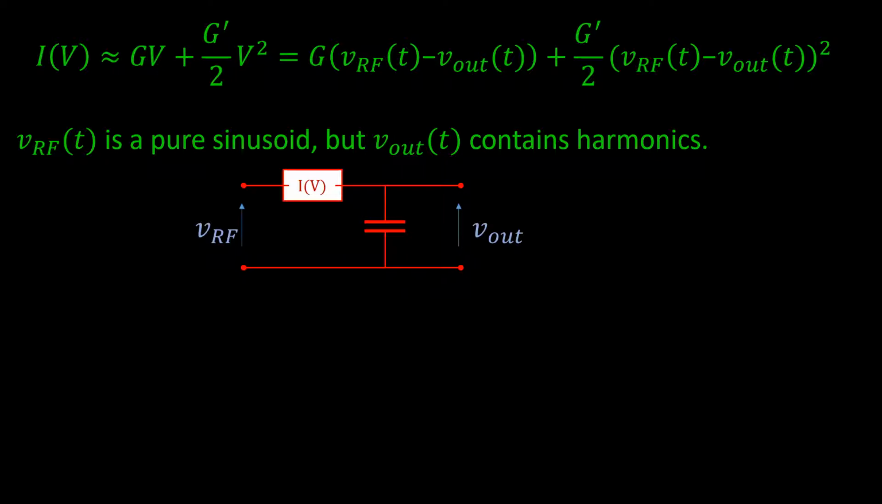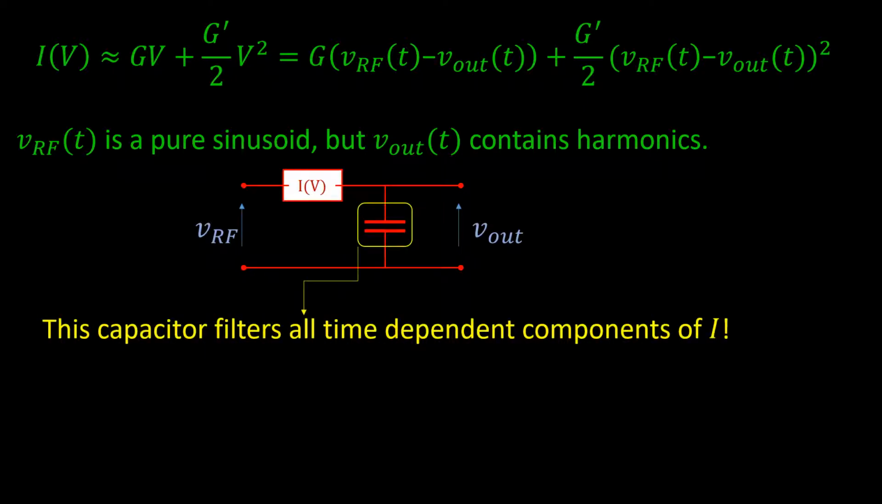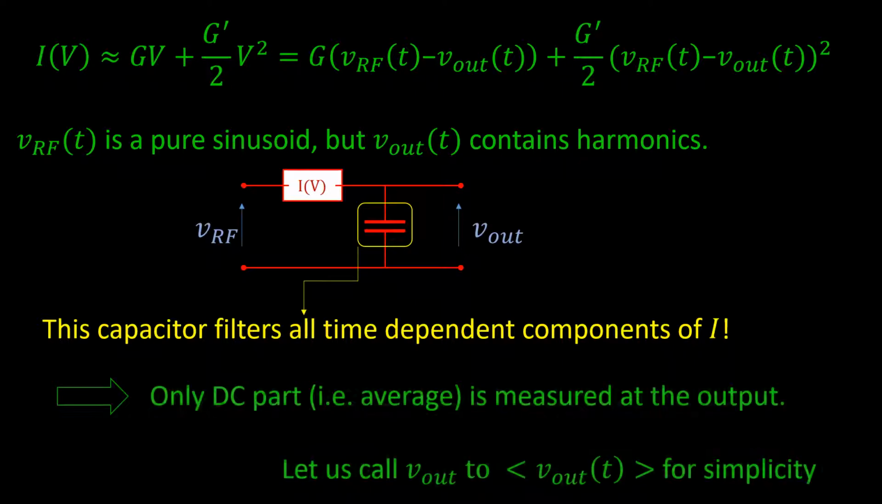It must contain harmonics. This seems terribly complicated, but now we have a valuable help from the capacitor we connected at the detector output. It is working as a filter. Therefore, among all the harmonics the device has generated, only one will survive, the DC component. But the DC component of a signal is just its average value.